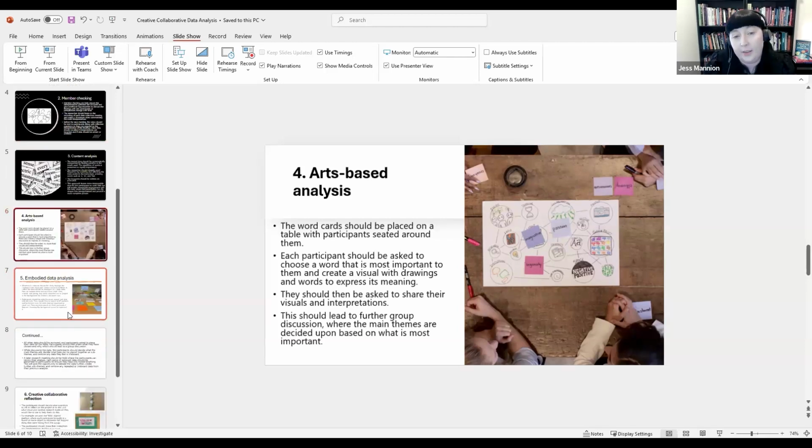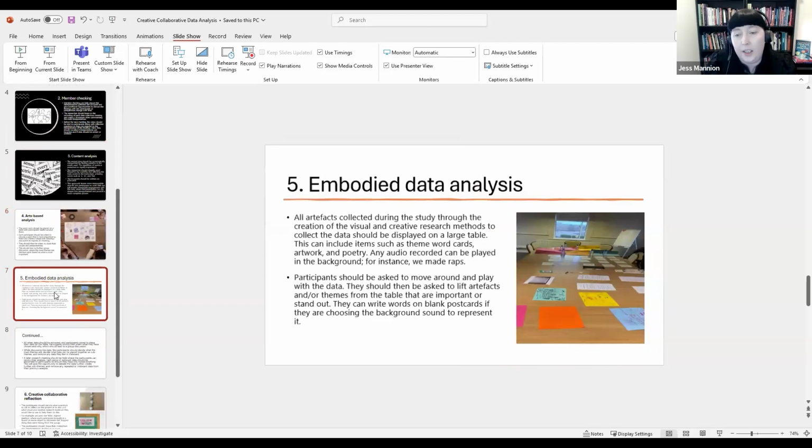Now, we did this several times throughout the study, and you still have a lot of themes. So we need to bring this together and see what's most important. So this stage is called embodied data analysis, and it's really like creating an art installation where you take all the artifacts through the study. So this can be theme word cards, artwork, poetry, and so on, and display them in the room.